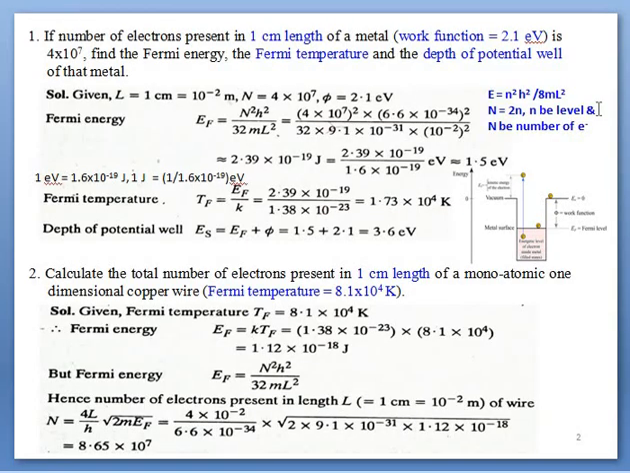In this lecture, we will discuss numerical problems belonging to all those topics which we have discussed in the lectures so far. In the first numerical, the concentration of electrons is given as 4 into 10 power 7, and the length is given here. Work function is given. So we need to determine Fermi energy, Fermi temperature and the depth of potential well.